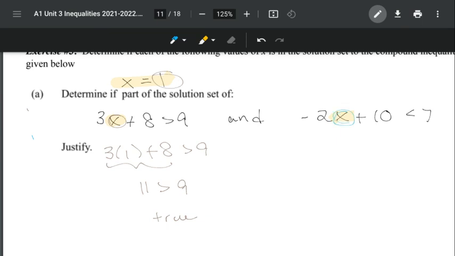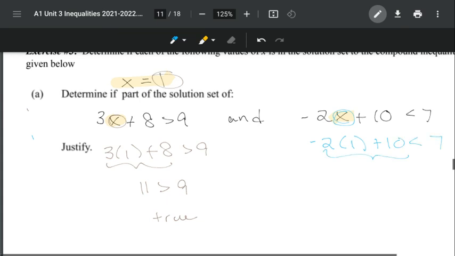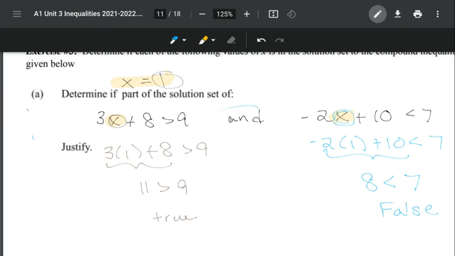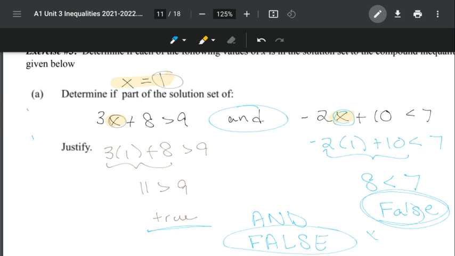Now we're going to do the same thing with the other inequality. Over here, I'm going to plug a 1 in. Negative 2 times 1 plus 10. Negative 2 times 1 is negative 2 plus 10. That's 8 greater than 7. Alligator mouth is biting the 7 here, so that's false. Now we have the word and. To be true, they both have to be true. It's not, so the whole statement is false. That means x equals 1 is not a solution.